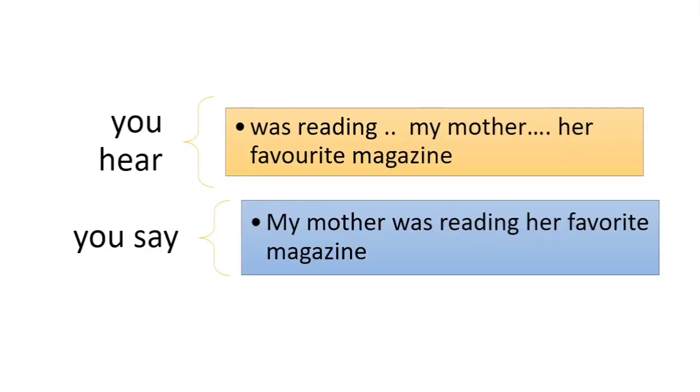So the first example is you are hearing audio, and they are saying "was reading," then they will take a pause, then they will say "my mother," then again they will take a pause and say "her favorite magazine." Then you have to arrange these jumbled words in a proper manner and speak a normal sentence, like "My mother was reading her favorite magazine."